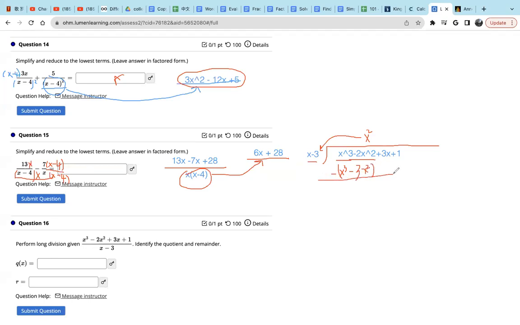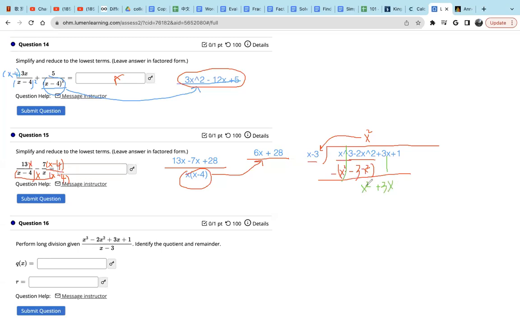Then I subtract this one from these 2. x cubed subtract x cubed is gone, becomes 0, right? I have negative 2x squared minus negative becomes plus. So negative 2x squared plus 3x squared is just x squared. Now I only have one term, so I'm taking the next term down. So that's positive 3x.